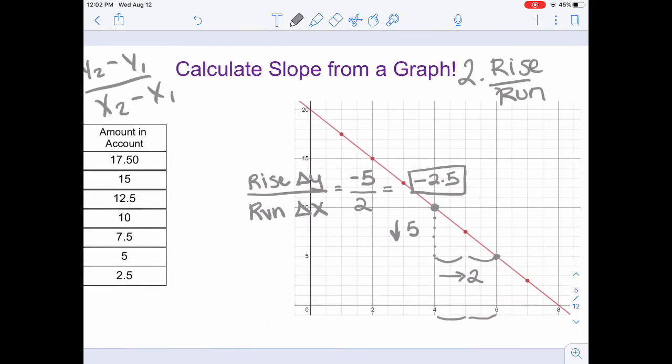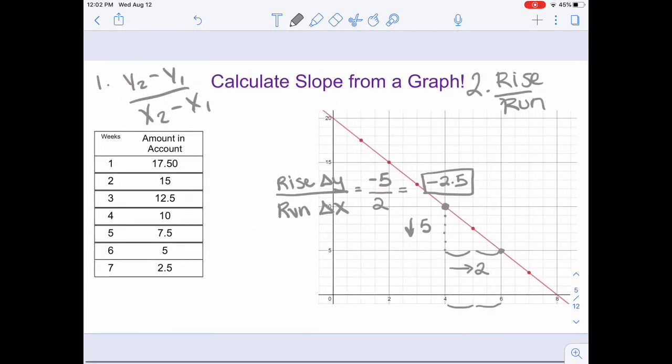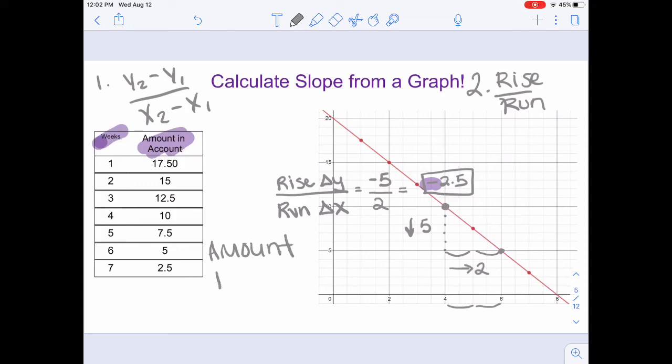If we look at that in the context of the problem, and we want to actually understand what it means, we need to take a look at the labels on our table. We see weeks and amount in account. Because our slope over here is negative, that tells me the amount in the account decreases by $2.50 every week.